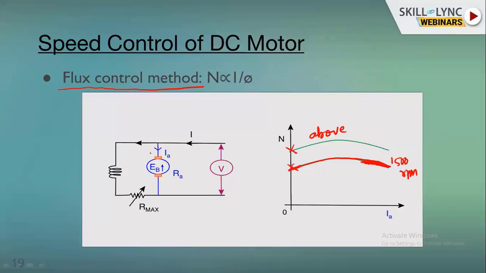So this is the circuit diagram for that. You see that there is a source, because input must be given to the motor. There is an armature and there is a field winding. The field winding and the voltage source are connected in parallel, and there is a rheostat connected in series to the field winding.